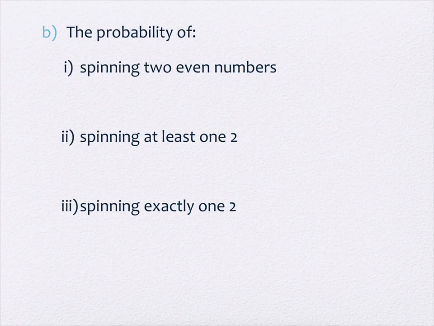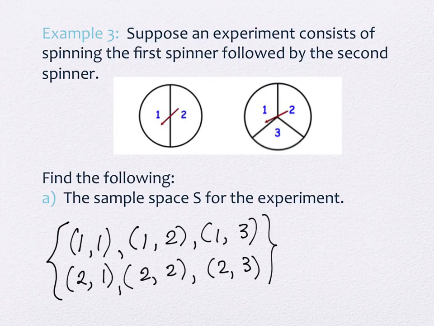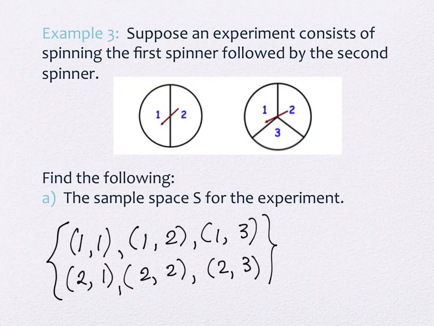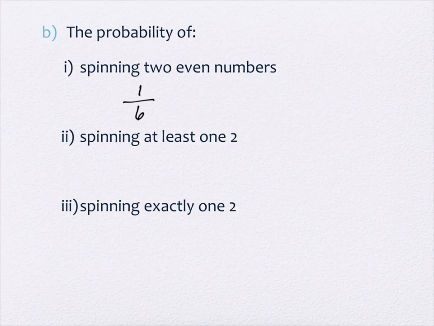It wants to know the probability of spinning 2 even numbers. So where do you see 2 even numbers listed here? 2, 2. And it's the only one, right, Catherine? Yeah, it's the only one of them. So there's one way of getting 2 even numbers. Out of how many different possible outcomes were there? 6. So you have a 1 out of 6 chance of getting a 2 and then a 2.